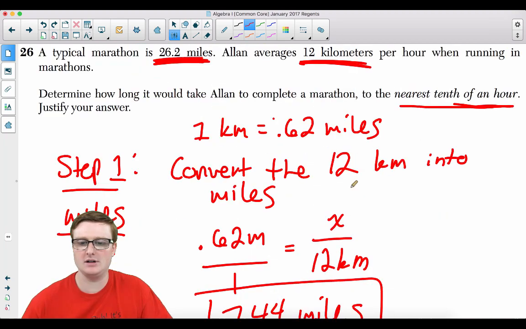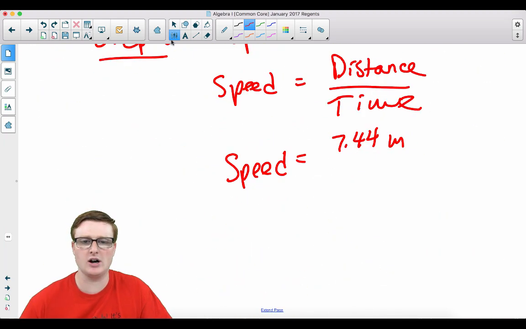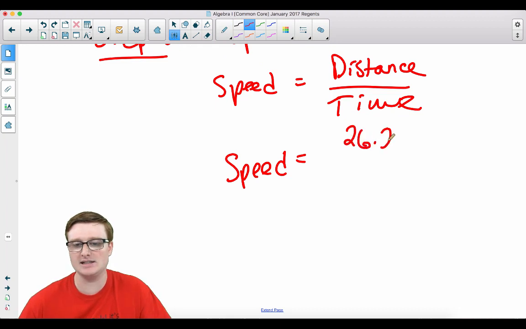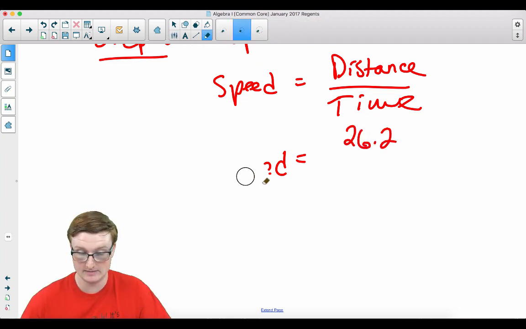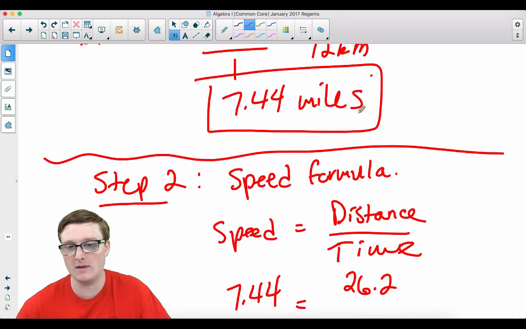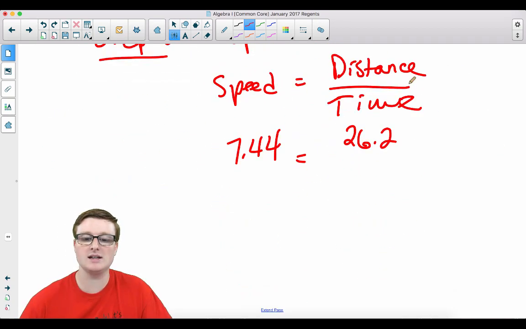No, I'm sorry. The distance is 26.2 miles, that is the actual distance. His speed, we know it's actually 7.44 miles per hour. So this should be 7.44 miles per hour. My apologies. So we get 7.44 equals 26.2 divided by t.